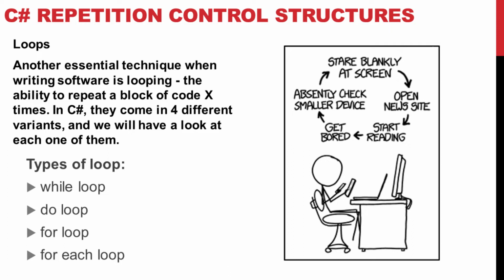Another essential technique when writing software is looping, the ability to repeat a block of code X times. In C#, they come in 4 different variants, and we will have a look at each one of them. 1. While loop. 2. Do loop. 3. For loop. 4. For each loop.